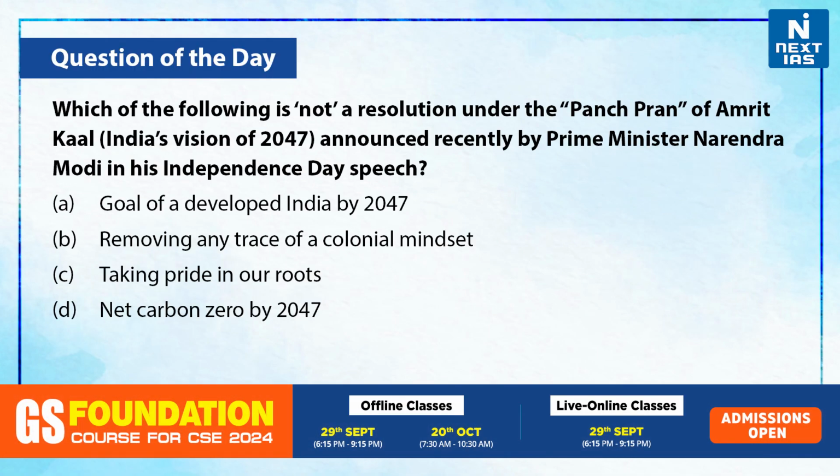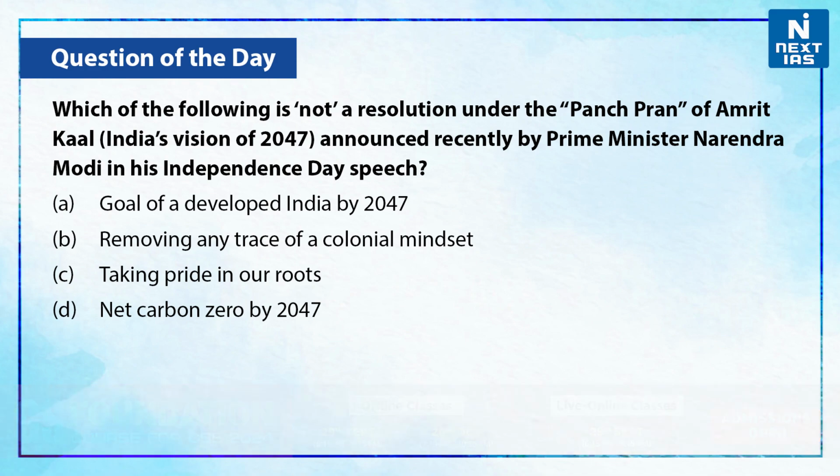Which of the following is not a resolution under the Panch Pran of Amrit Kaal, that is India's vision of 2047, announced recently by our Prime Minister Narendra Modi in his Independence Day speech? A. Goal of a developed India by 2047. B. Removing any trace of a colonial mindset. C. Taking pride in our roots. And D. Net zero carbon by 2047. You can take a moment and write your answers in the comment section below.